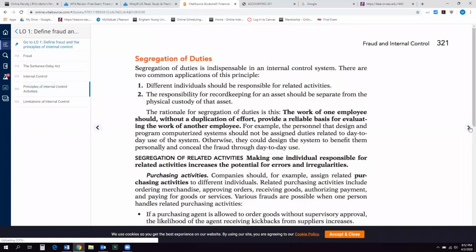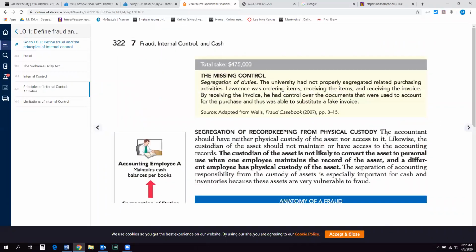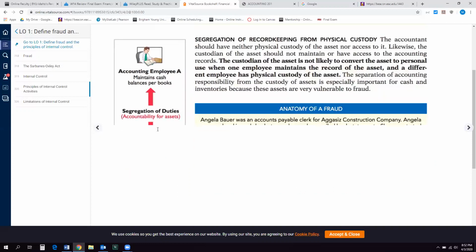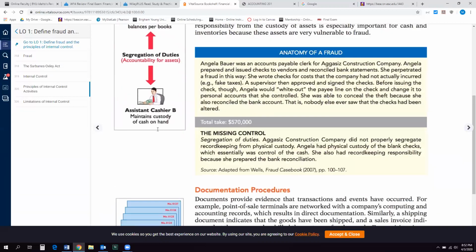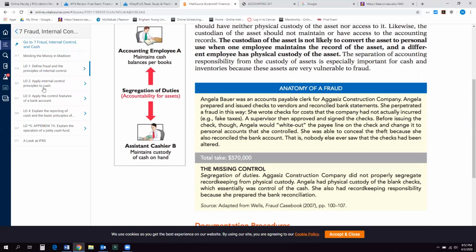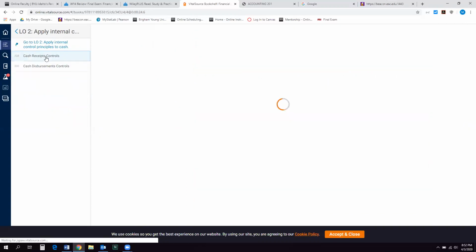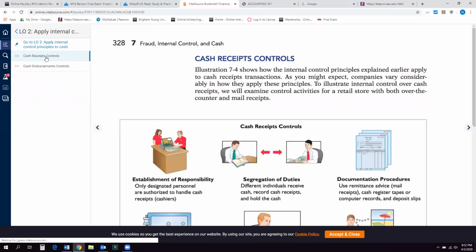So cash handling, let's see what they're actually talking about. Well, I always struggle with these because I feel like the book wants something really specific. But there's the common sense side, which in real life works, but sometimes in the Wiley test doesn't.